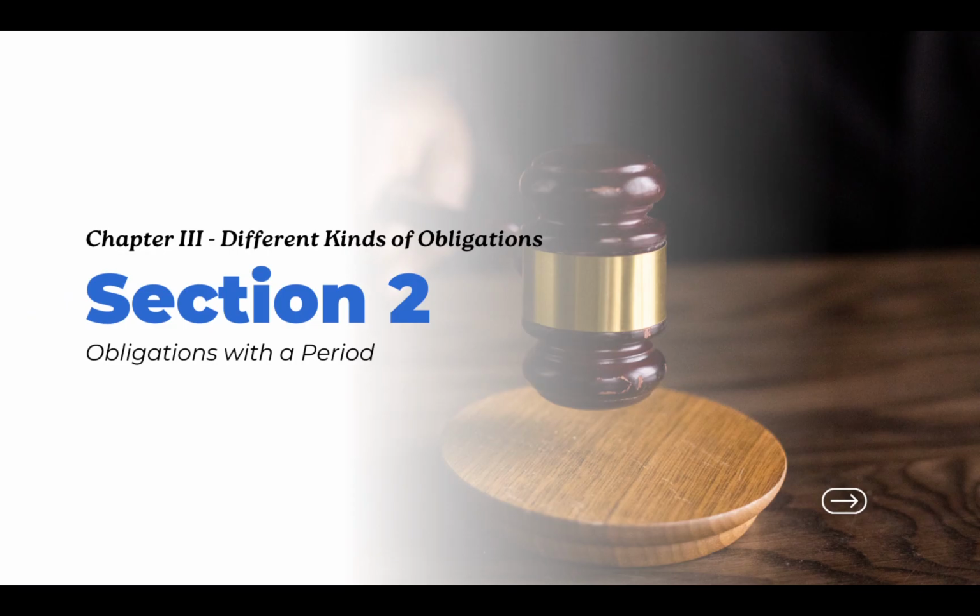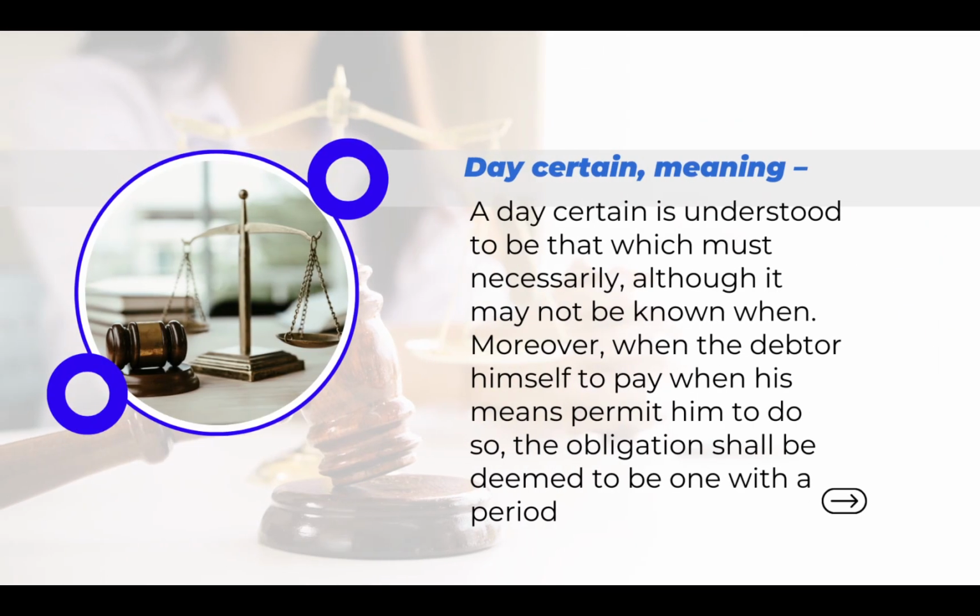Now, we move to what is obligation with a period. Siyempre, ito yung meron ng whose fulfillment a day certain has been fixed. Okay? And shall be demandable only when the day comes. An example, X promises to give his particular cell phone to Y on, make it, February 14, 2025. So, dapat pagdating ng February 14, bibigay na yung cellphone. Kasi ang sinasabi ng day certain, it is understood to be that which must necessarily come, although it may not be known when. Moreover, when the debtor binds himself to pay when his means permit him to do so, the obligation shall be deemed to be with a period. Okay? Yun yung tinatawag nating may period.